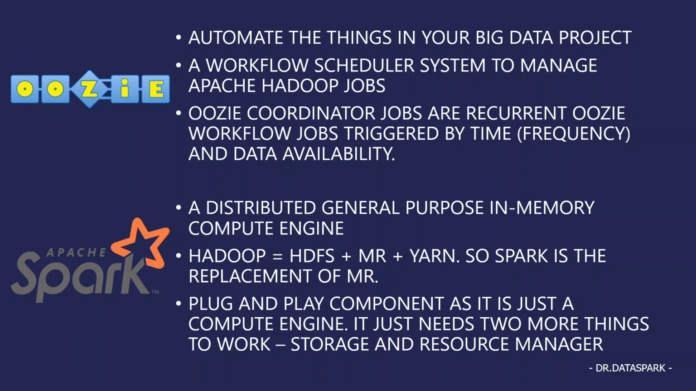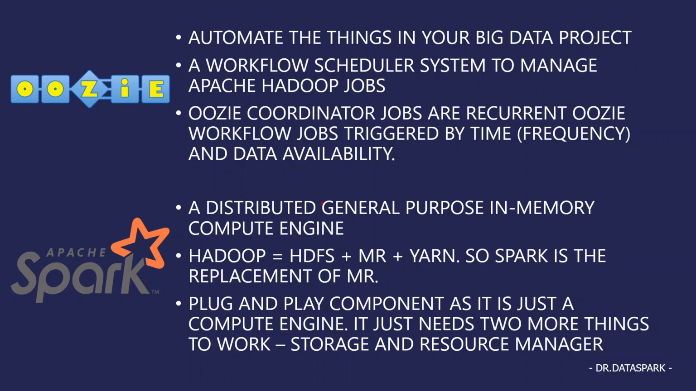HDFS is a storage unit. MapReduce is a compute engine. YARN is a resource manager, a cluster resource manager. So Spark is an alternative to MapReduce, which means it's a replacement of MapReduce. If somebody asks the difference between Hadoop and Spark, you should be polite enough to ask, excuse me, do you mean Apache Spark versus MapReduce? Because Hadoop is a combination of HDFS, MapReduce, and YARN. So it's an alternative to MapReduce.